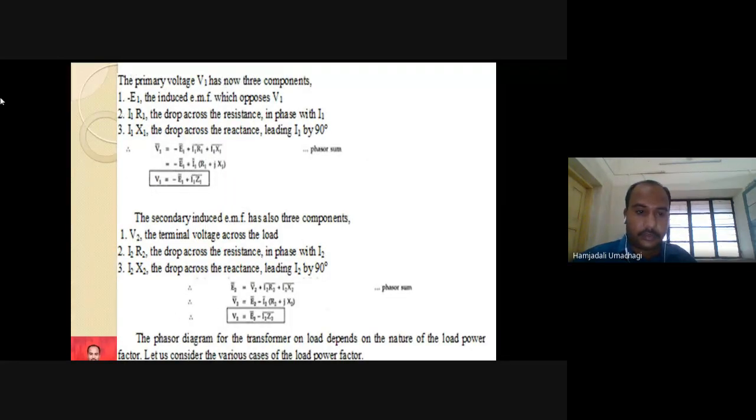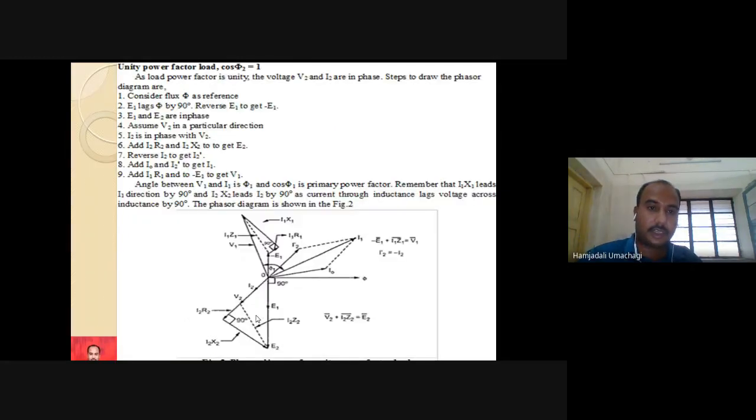So I hope you understood how to write this KVL equation on primary side and on secondary side, and for these equations only we have to develop the phasor diagram if it is resistive or inductive or capacitive load. First we are taking case 1. Suppose the connected load is resistive in nature. Resistive in nature means what type of load it is? Unity power factor. Unity power factor means the power factor angle between voltage and current is 0. Cosine of 0 is 1.